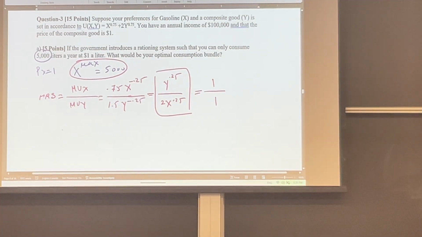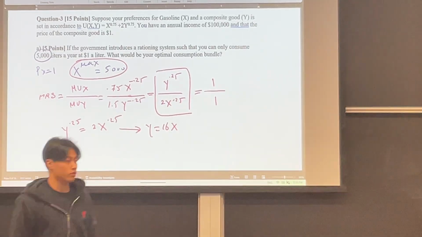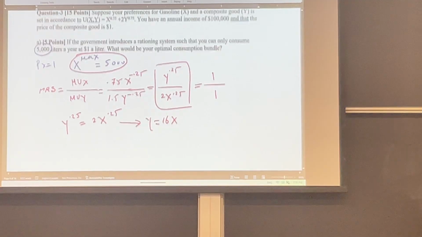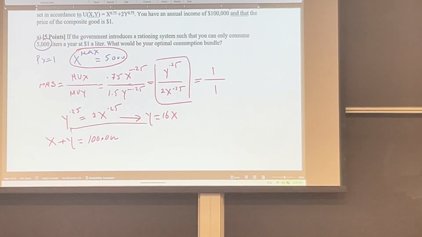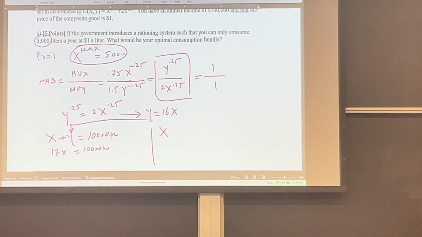And then you solve for Y. And then you get Y from it, which should be 16x because that 2 goes to the power of 4, and that is 16. Right? Yes. Then you have to use the budget line to solve for the optimum bundle. Take this one there. That will give you 17x equal to 100,000. So what would be x? What is 100,000 divided by 17?